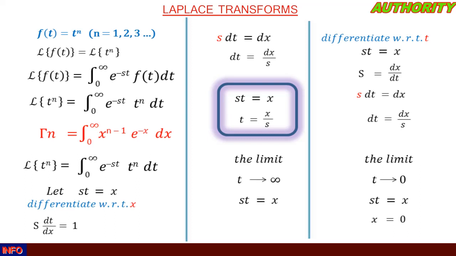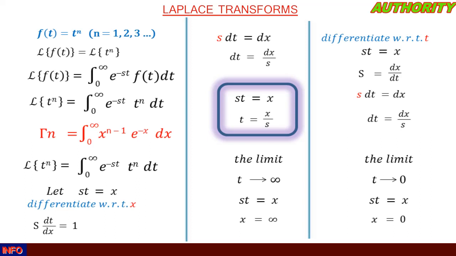Also, as t approaches infinity, what will happen? Here we have st is equal to x. So if t is now infinity, what will happen? This infinity multiplied by s, what will it give you? It will give you infinity. That means we say that x is equal to infinity.